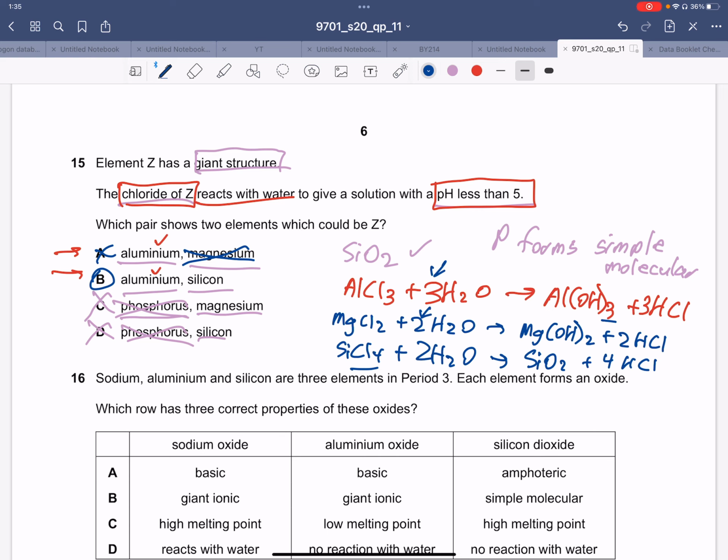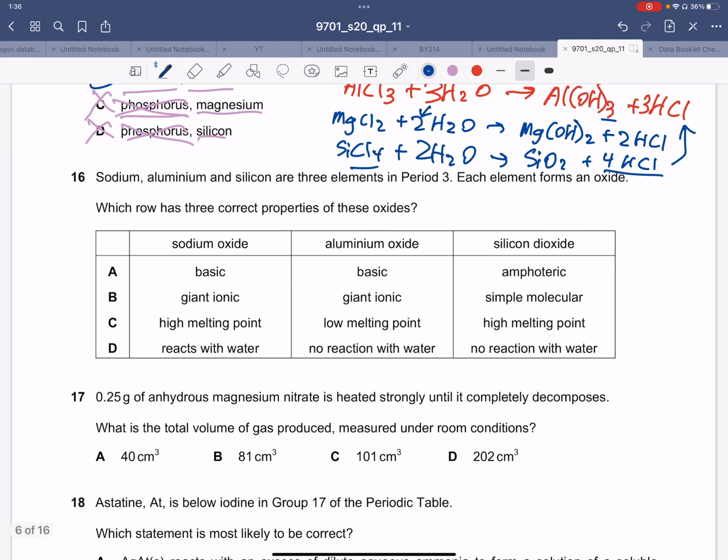And I'm sure you guys probably know this, but silicon dioxide, since it is glass, does not dissolve in water, and you'd just be left with a lot of HCl. So it'll actually be more acidic than this one right here. So we know for a fact that silicon works as well. So the answer choice for this question would be answer choice B.